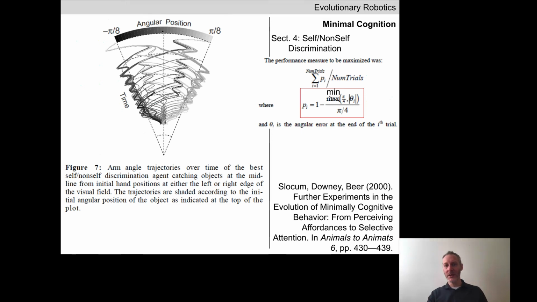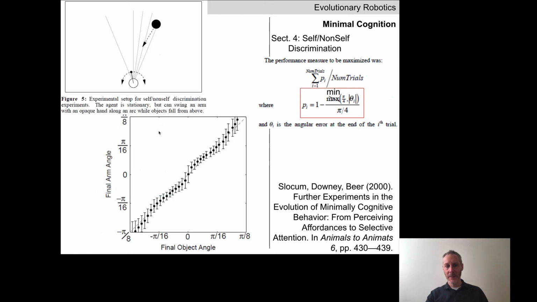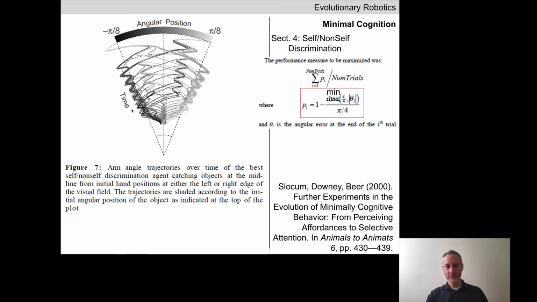So we're dropping objects from different horizontal positions at the top of the screen, but all of them are falling and they're eventually going to hit the agent right in front at 0. The agent is going to catch objects at the midline. So they all start at different horizontal positions, but they're all falling inward, and they're going to hit right in front of the agent.